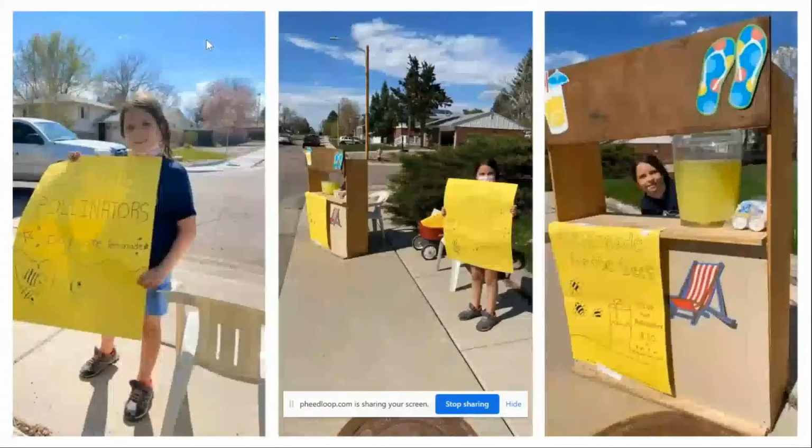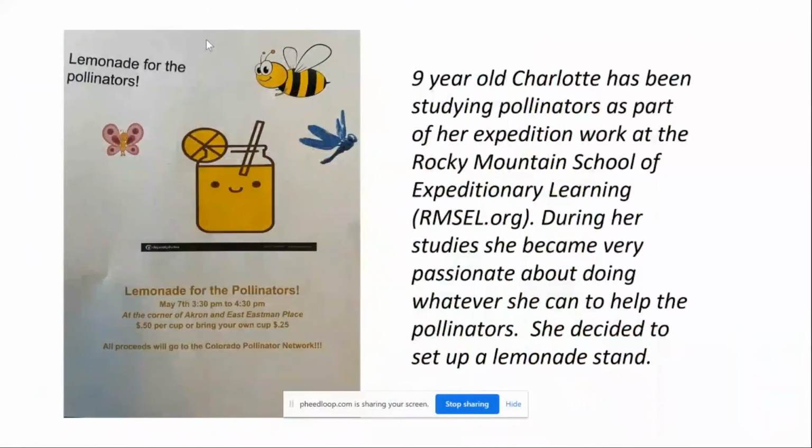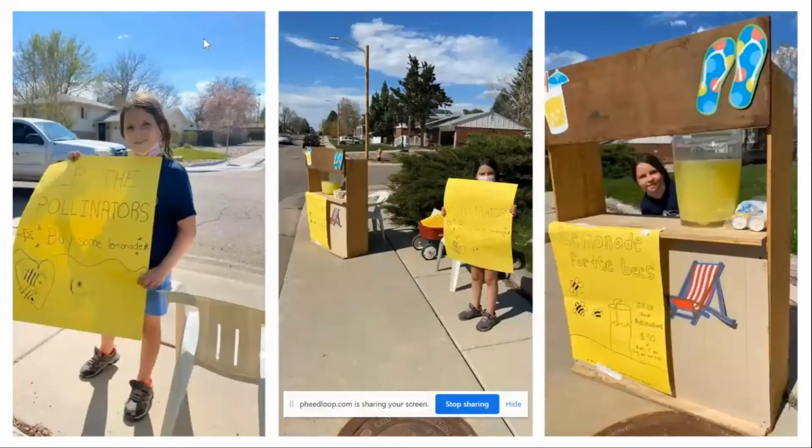Our next example is really inspirational. A young person named Charlotte Becker, 9 years old, was learning at her school about pollinators and how they need our help. She decided that she wanted to help them in her own way, and so she organized a lemonade stand. In just an hour, she raised over $150, and her lemonade stand drew a lot of great attention. She donated it to the Colorado Pollinator Network for this summit so that we could all collaborate together and reach out together. So that was incredibly inspirational.